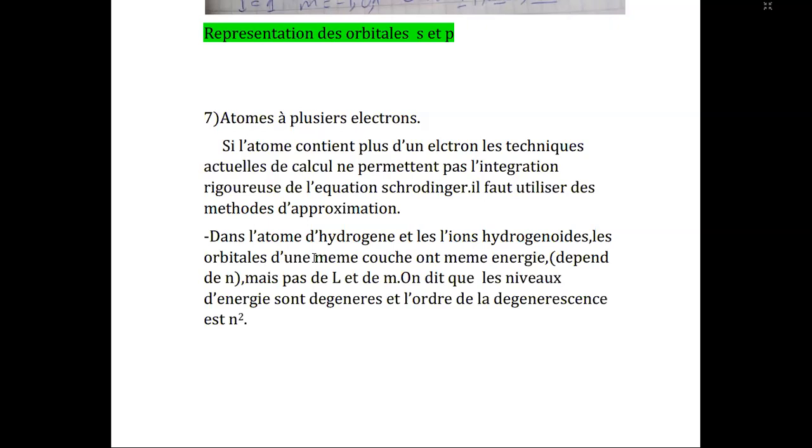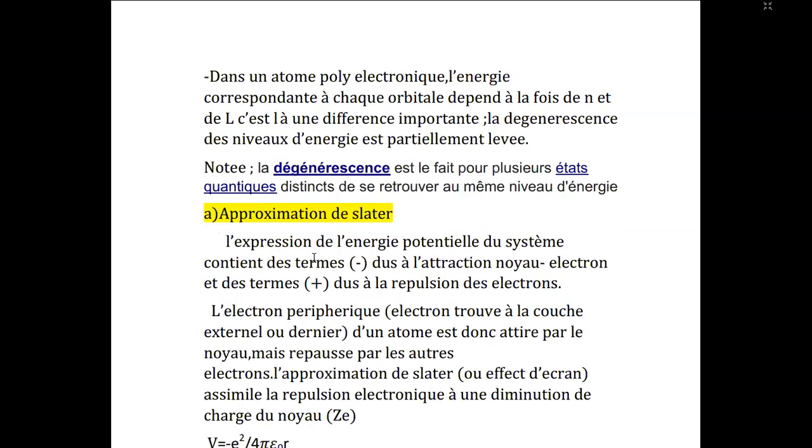Now the problem came in. Now we see the difference with a polyelectronic atom. A polyelectronic atom simply means an atom with a lot of electrons. There was a problem here in such a way that in a polyelectronic atom, the energy corresponding to each orbital depends on both n and L, which is an important difference. The degeneracy of the energy level is partially lifted. So what do I mean?